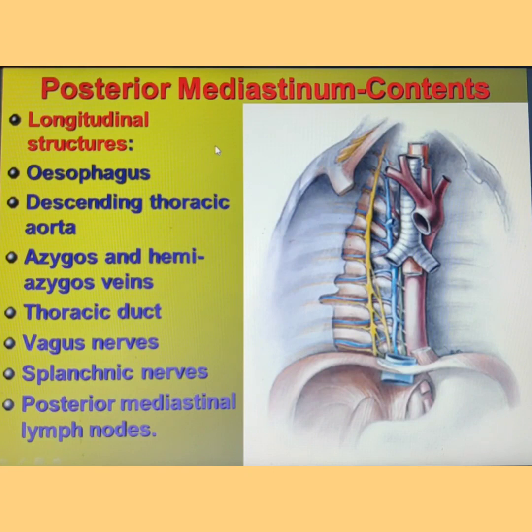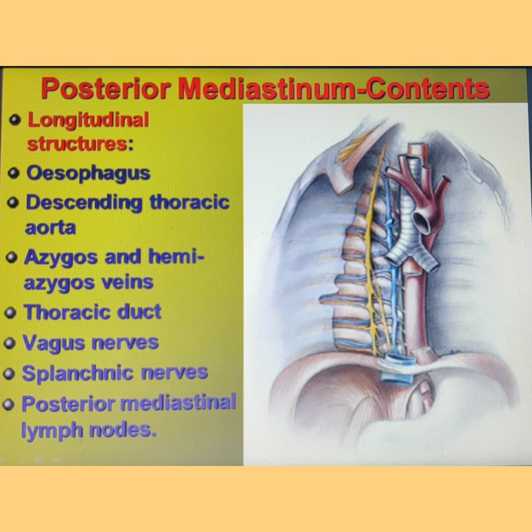Now what are the contents in the posterior mediastinum? We have longitudinal structures in the posterior mediastinum. Number 1, the esophagus, as you can see in this picture. The descending thoracic aorta, right? The descending thoracic aorta. The azygos vein and the hemiazygos veins.